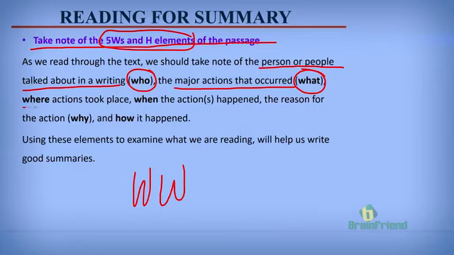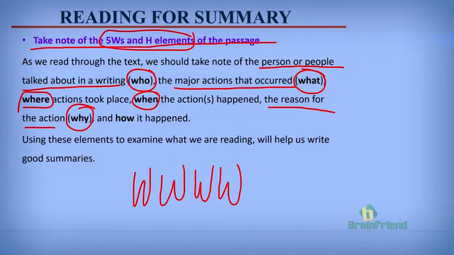Thirdly, we take note of where actions took place. Where is the third W. And then we take note of when the actions happened. When becomes the fourth W. At what time did an action take place? Was it stated in the text? If it was, it is important for us to take note of it also. And then we also take note of the reason for the action. That is, why. Why did it happen? Why did the action take place? The why becomes the fifth W. So we have 5 W's here.